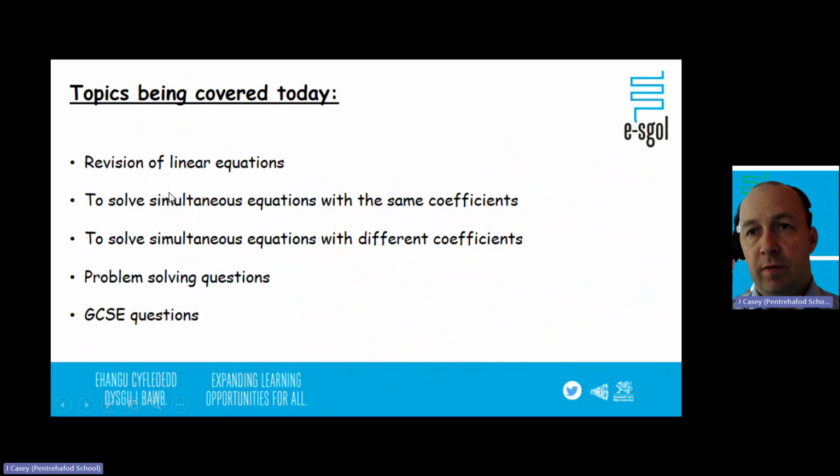Okay, so let's take a look at what we're going to cover today. We're going to do some revision of linear equations. We've just done that. We're going to solve simultaneous equations with the same coefficients. We're going to solve simultaneous equations with different coefficients, do some problem solving, and then some GCSE questions if we've got time at the end.